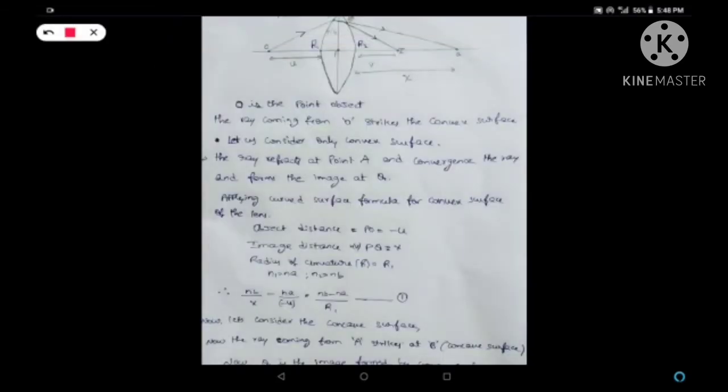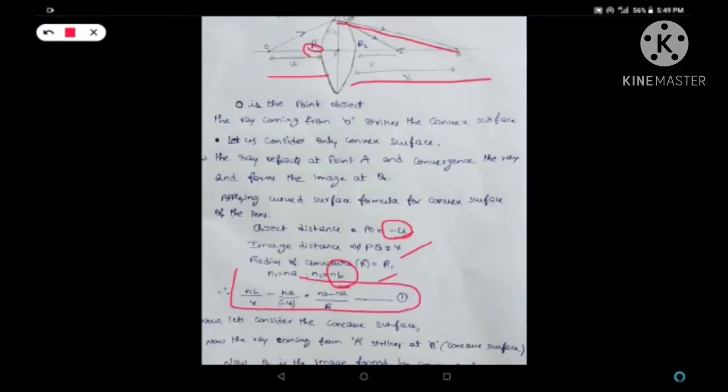By applying the curved surface formula for the convex surface, the object distance is PO. For the convex surface, the object distance is negative, and the image formed by the convex surface is at Q. So PQ is the image distance for the convex surface. The radius of curvature for the convex surface is R1. Here N1 is Na, N2 is Nb. By substituting these values in the curved surface formula, we get Nb by x minus Na by minus u is equal to Nb minus Na by R1. Let's consider this as equation number 1.